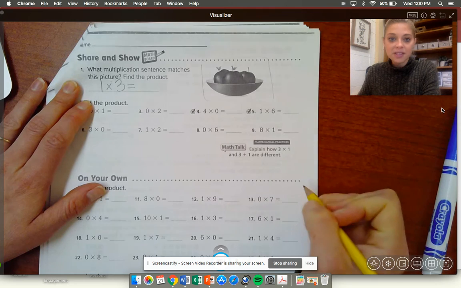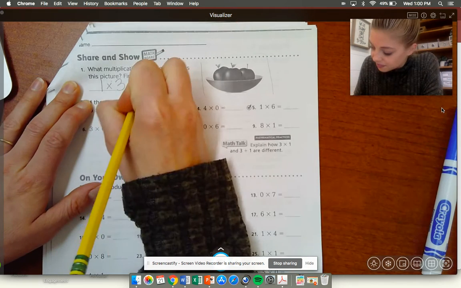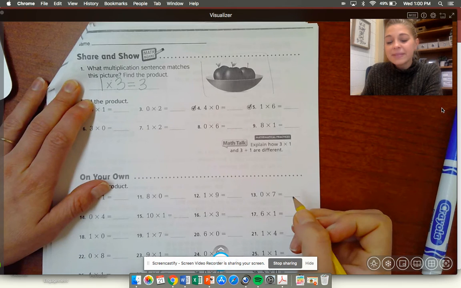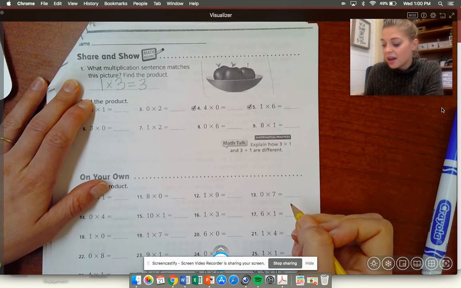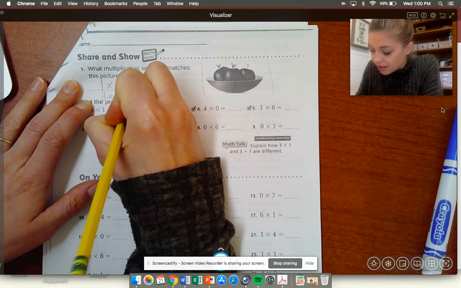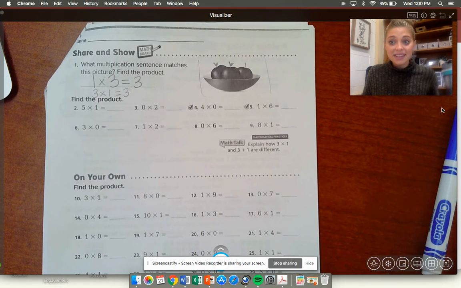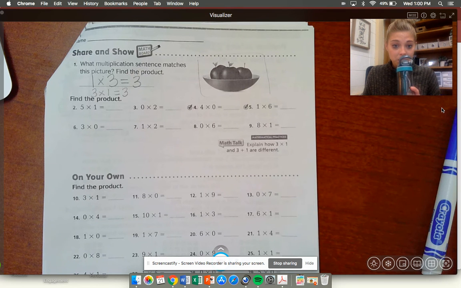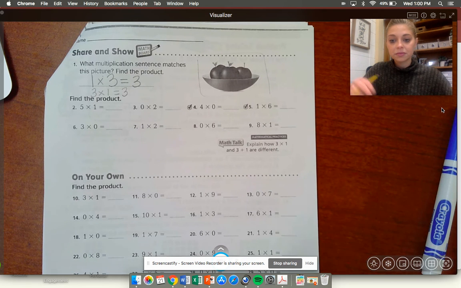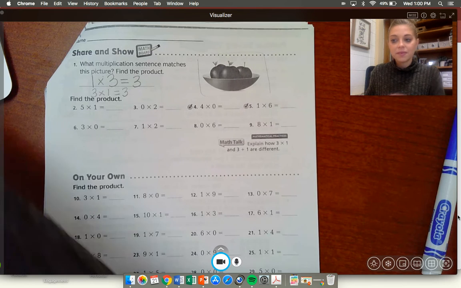And how many apples are there in all? 3. Remember that 1 times any number is going to be that same number. And we can also write 3 times 1, and that would also equal 3. So remember, you should be following along with me, writing this down on your paper.